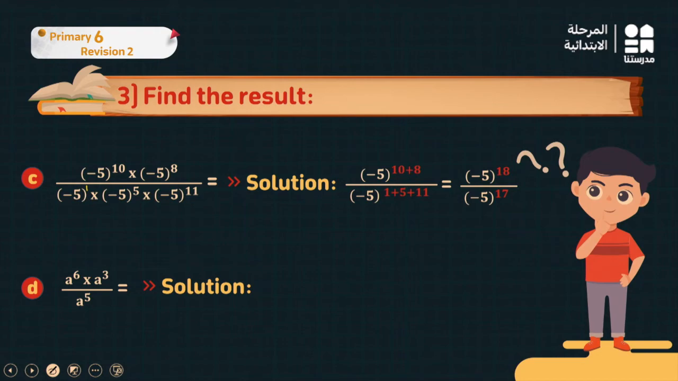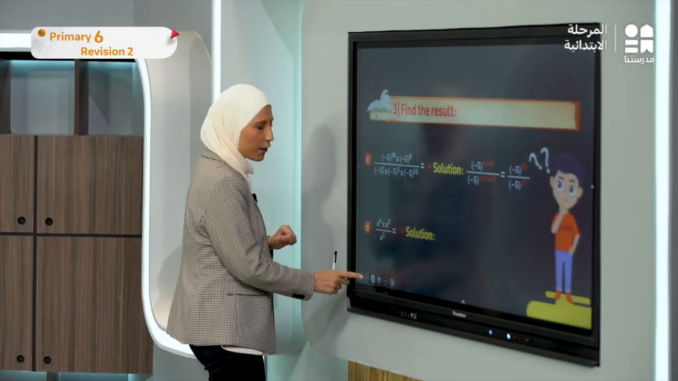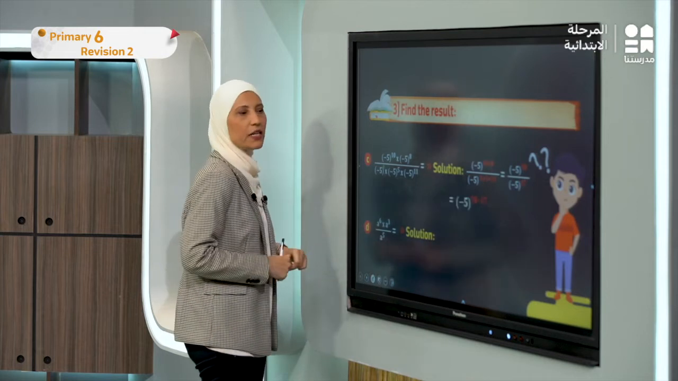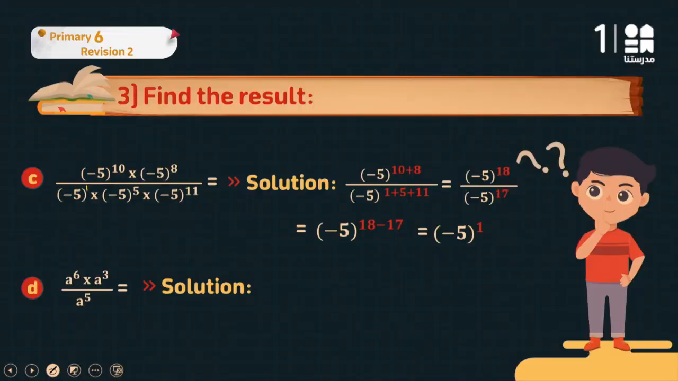Okay, divided same base, subtract the power. I will make negative 5 power of 18 minus 17. 18 minus 17 of course gives me 1. Any number power of 1 equals the number itself. So it will be negative 5. So the value will give me negative 5.